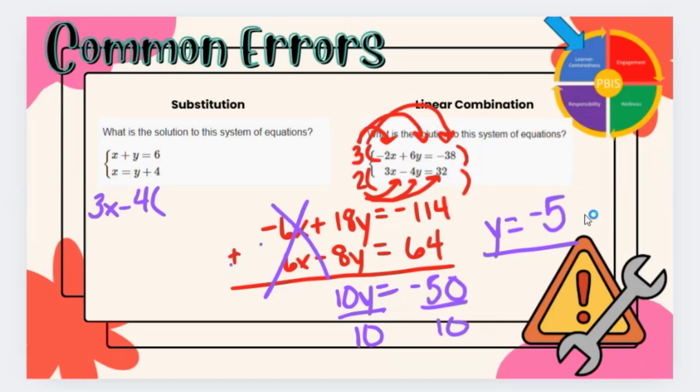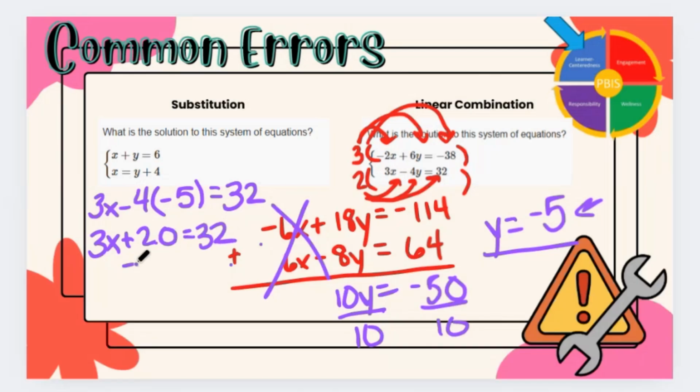Now instead of writing y, I'm going to put this negative 5 in. 3x minus 4 times negative 5 equals 32. That's 3x plus 20. And then I'm going to use my inverse operations, my two-step equation. 32 minus 20 is 12. Divide by the 3, that coefficient, and I get x equaling 4.